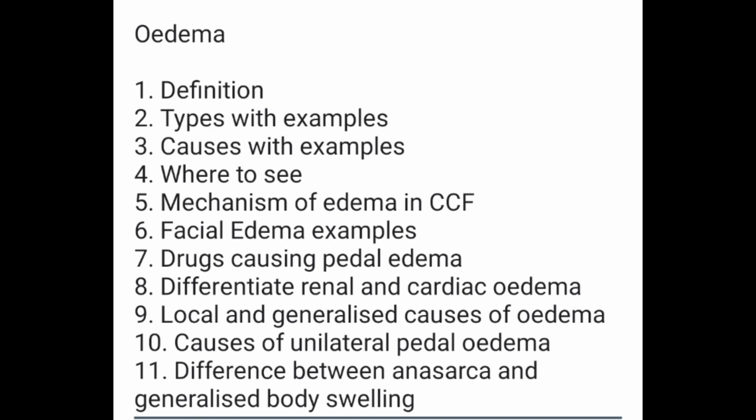In cirrhosis of liver, it starts from the abdomen, that is ascitic condition, then it can go to the legs and then face. And finally in congestive heart failure, it starts from the leg and then goes to the face and then lastly to the abdomen.